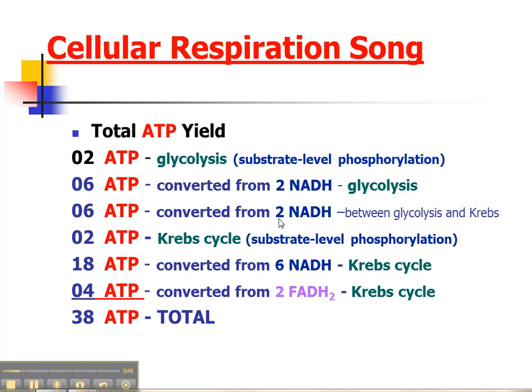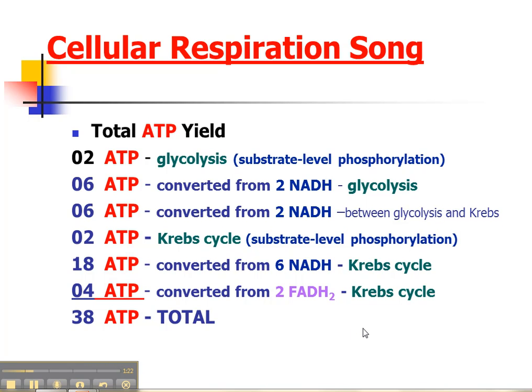Then that transition step, we had 2 NADHs. This is the part where we were making acetyl-CoA. So again, 6 ATP. Krebs cycle: 2 cycles, each one made 1 ATP, so we got a total of 2 ATP through the Krebs cycle. Krebs cycle also made 6 NADHs and 2 FADH2s, so that's 6 times 3, because each NADH makes 3 ATP, so 6 times 3 is 18. Each FADH2 makes 2 ATP, which gives us 4 ATP, so this is a total of 38.